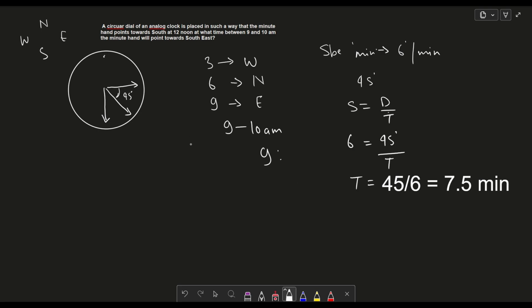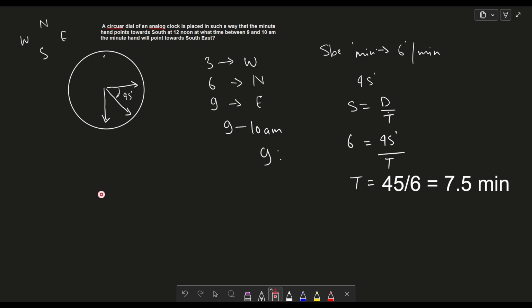What you have to keep in mind is that the speed of the minute hand is 6 degrees per minute, and also the constraint that is given. It says that at 12 noon it is pointing in the south direction, right? So usually it is at this position, but according to the question it is in this position. So you have to keep the constraint given in the question in mind, okay?